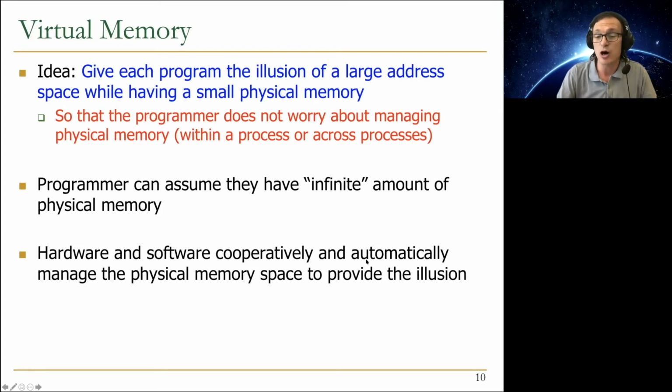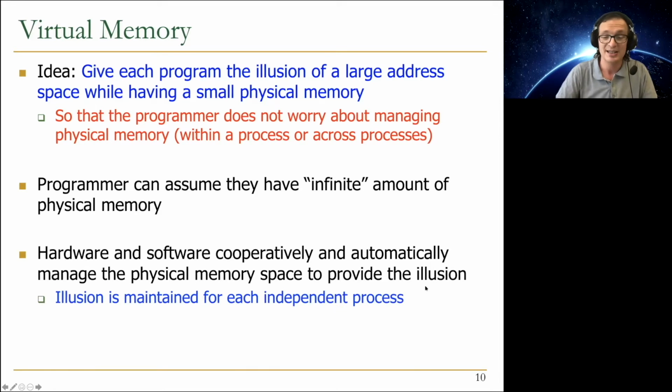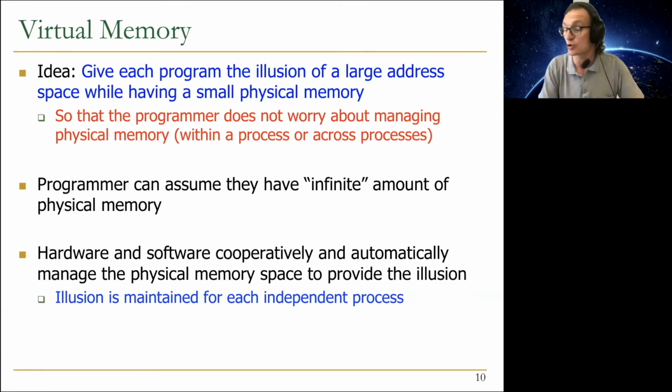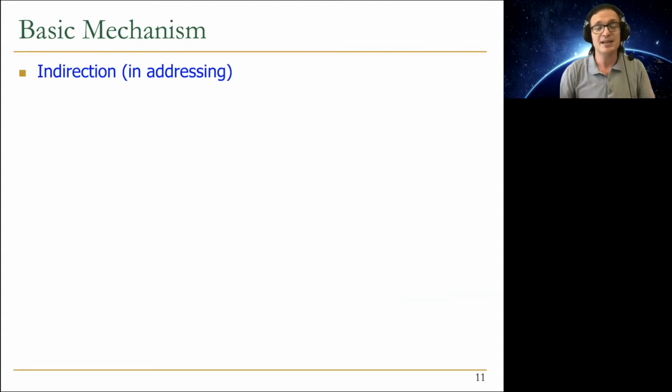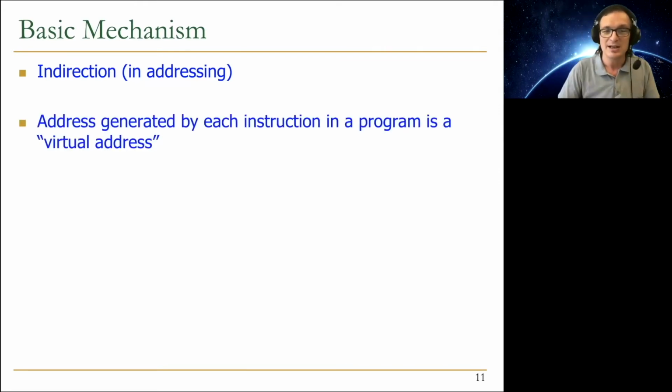Hardware and software cooperatively and automatically manage the physical memory space to provide the illusion, essentially. And the illusion is maintained separately for each independent process. Each independent process has its own mapping. So the basic mechanism is indirection, essentially. Basically, as opposed to having direct physical addresses, we're going to have indirection in addressing main memory. So the address generated by each instruction in a program is a virtual address. So it's not going to be a direct physical address.